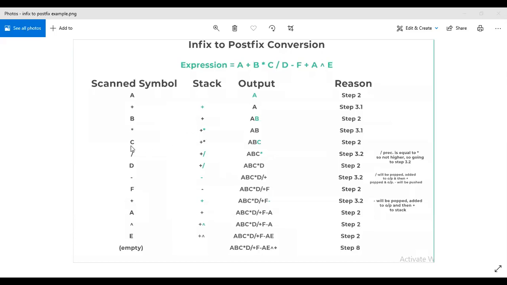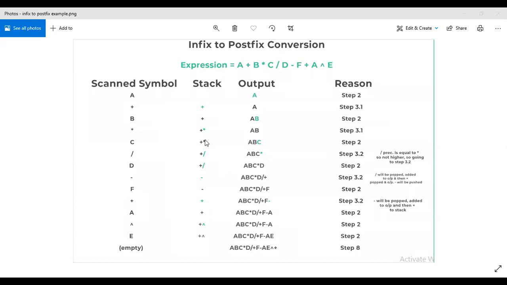Now, in the next step, C came. C is an operand, so I will just print it as output. Next element in the expression is slash. I will compare slash with the top of the stack, that is star. These are both having the same preference.